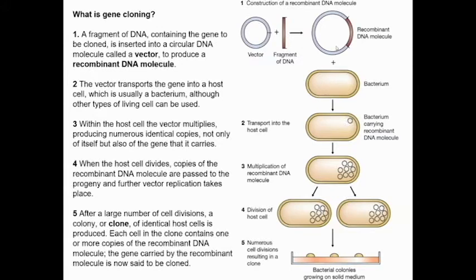Once you introduce this DNA into the cell, of course the plasmid DNA will be multiplied. Also, during this process you need to select the bacterial cells that carry this recombinant DNA. We call these the recombinant cells, and there is a process to identify the recombinant cells that we will discuss later. So this is the general procedure for gene cloning.